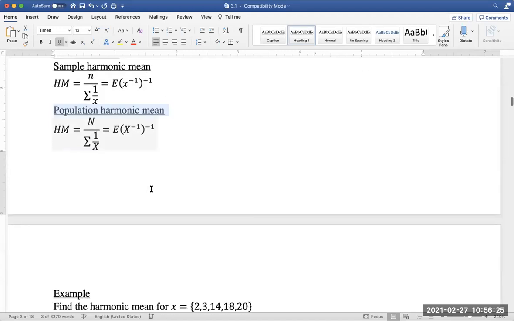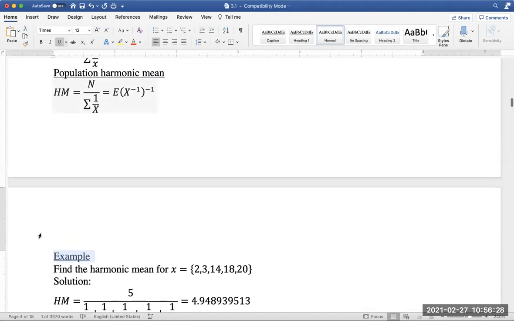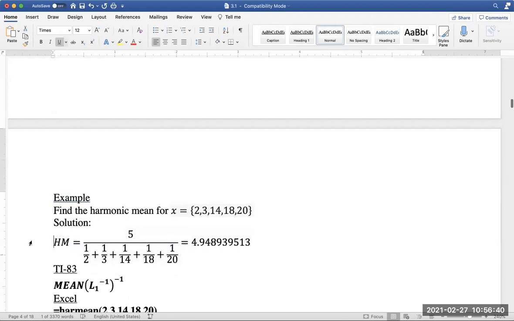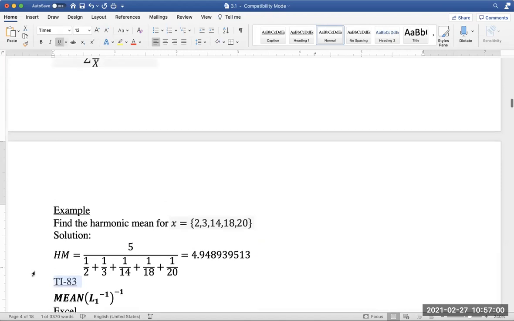Okay, so let's do the following example. Find the harmonic mean of the following set of data: 2, 3, 14, 18, 20. So the same set of data. The harmonic mean is, well, there are 5 data values. So 5 divided by 1 over 2 plus 1 over 3 plus 1 over 14 plus 1 over 18 plus 1 over 20, which is 4.948939513.